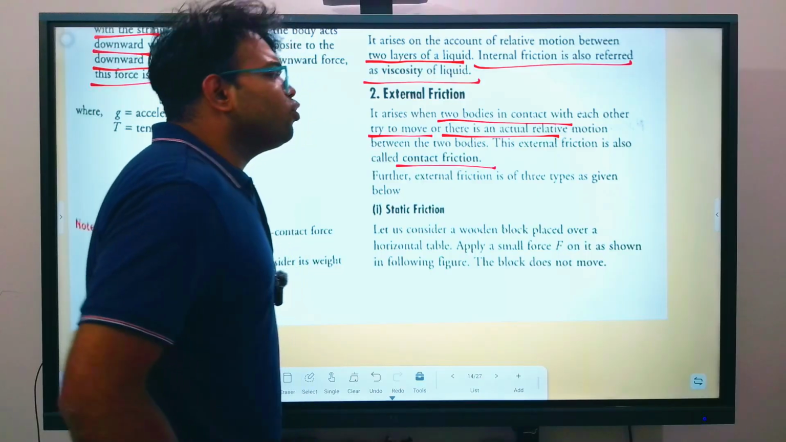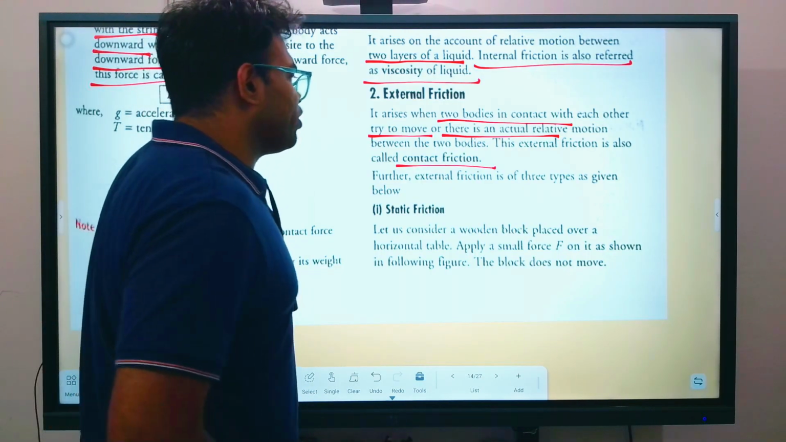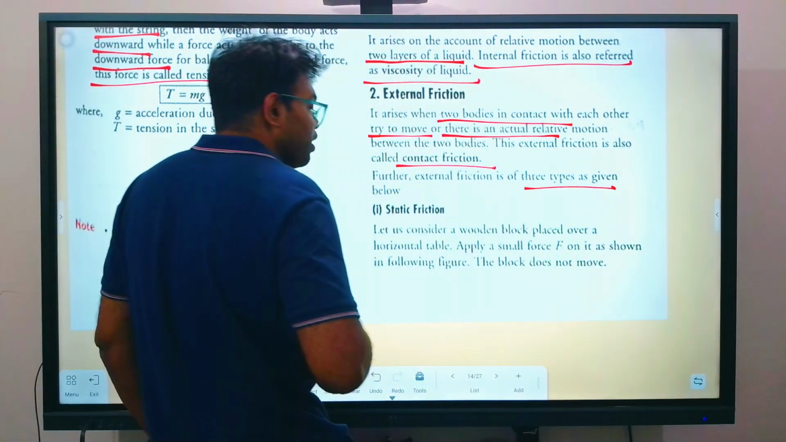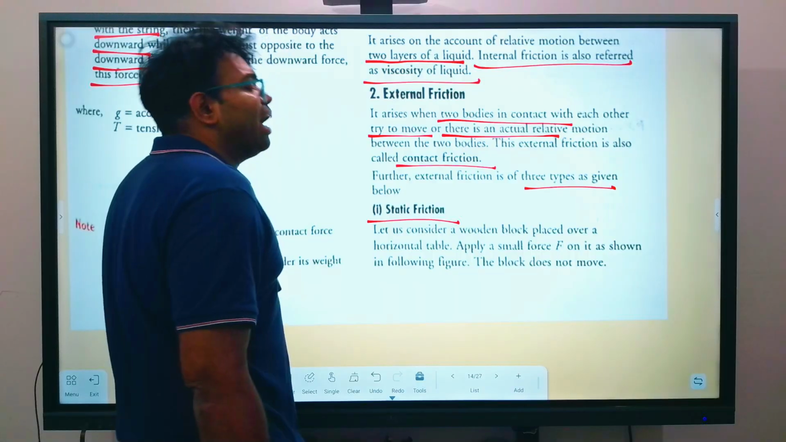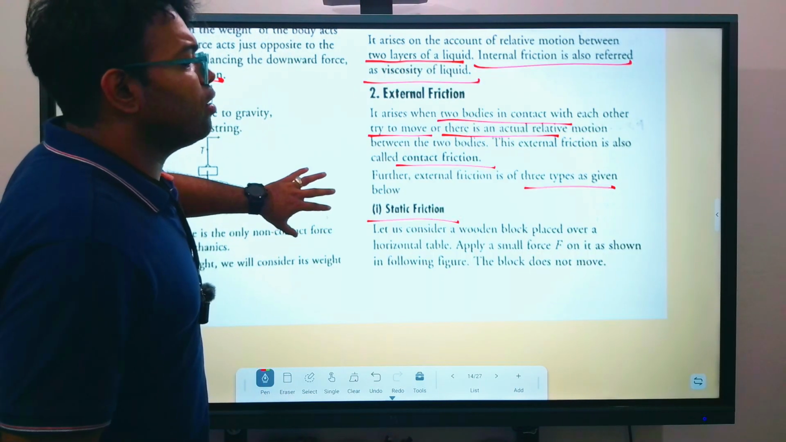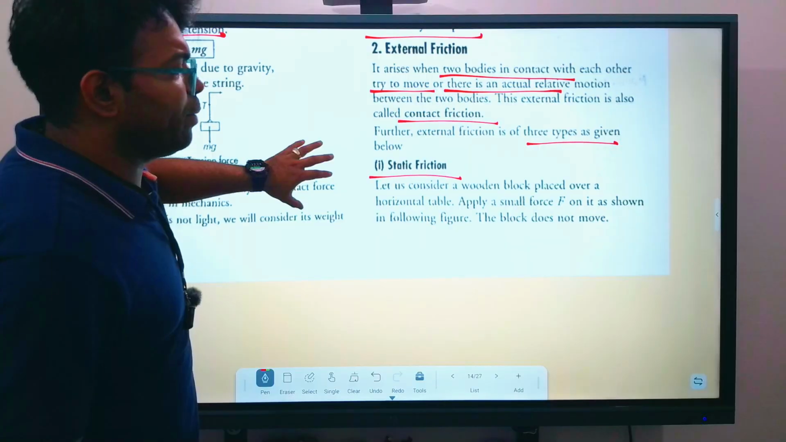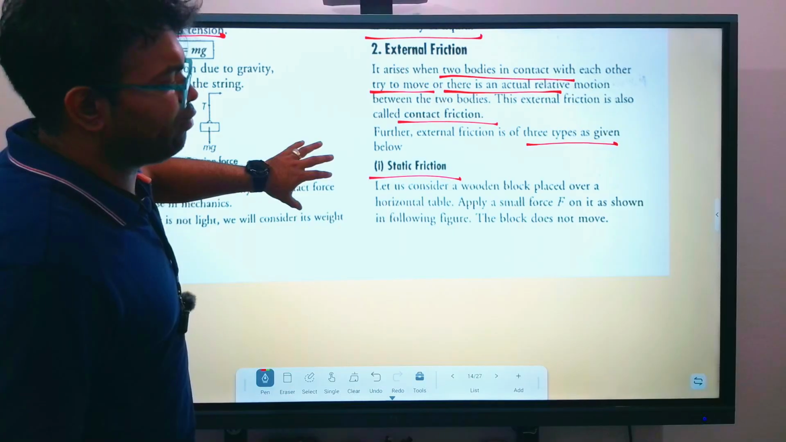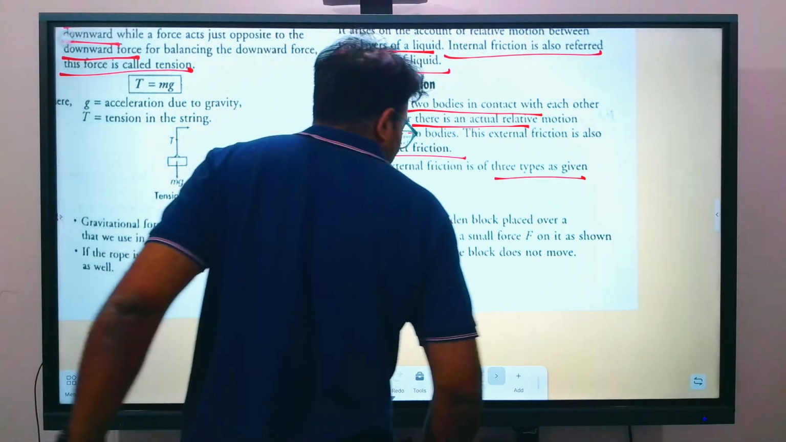So there are three types of external friction. One, you have the static friction. Let us consider a wooden block placed over a horizontal table. Apply a small force F on it as shown in the following figure. The block does not move, right?